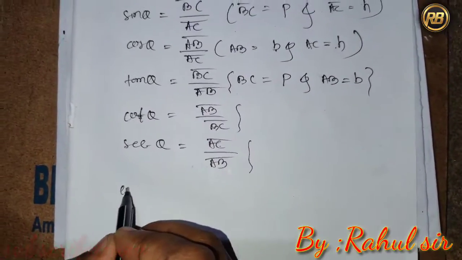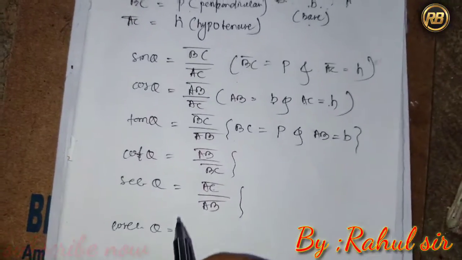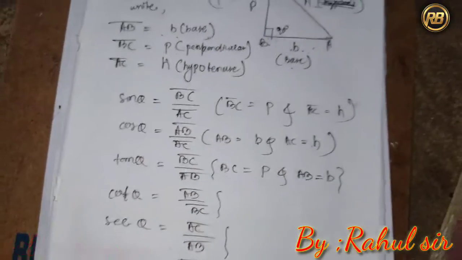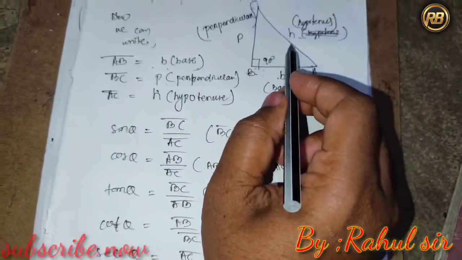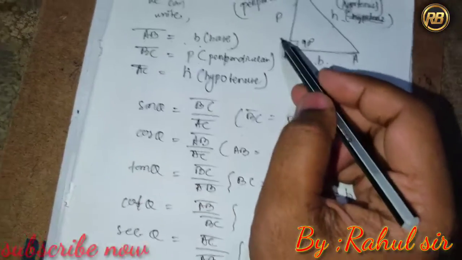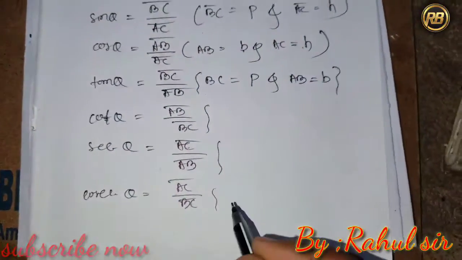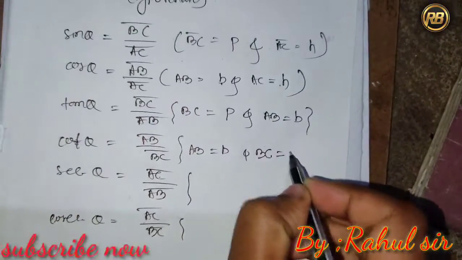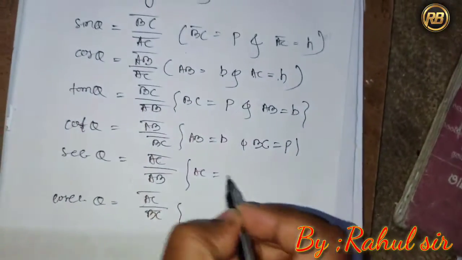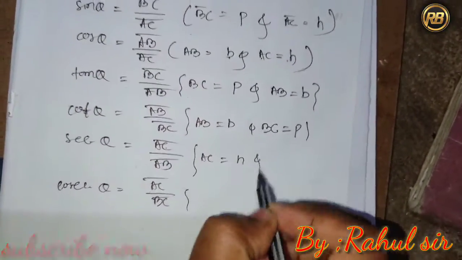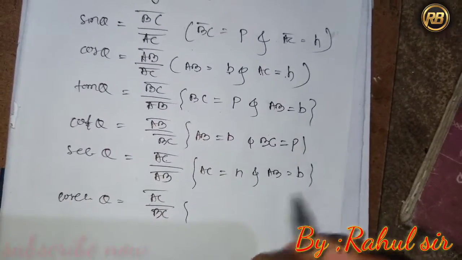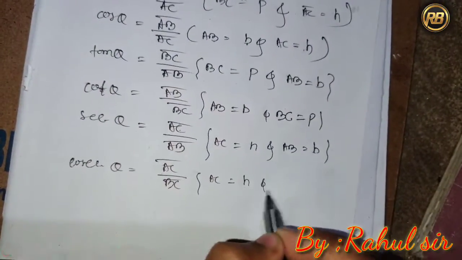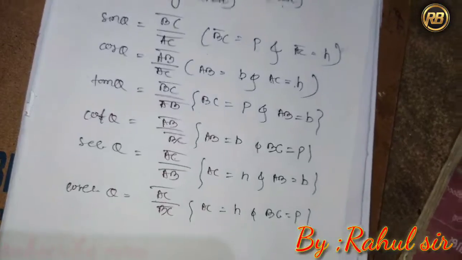Then you can find the last term, cosec theta. Cosec theta is equal to AC divided by BC, where AC is equal to H for hypotenuse and BC is equal to P, perpendicular. Then AB is equal to B and BC is equal to P, where AC is equal to H.